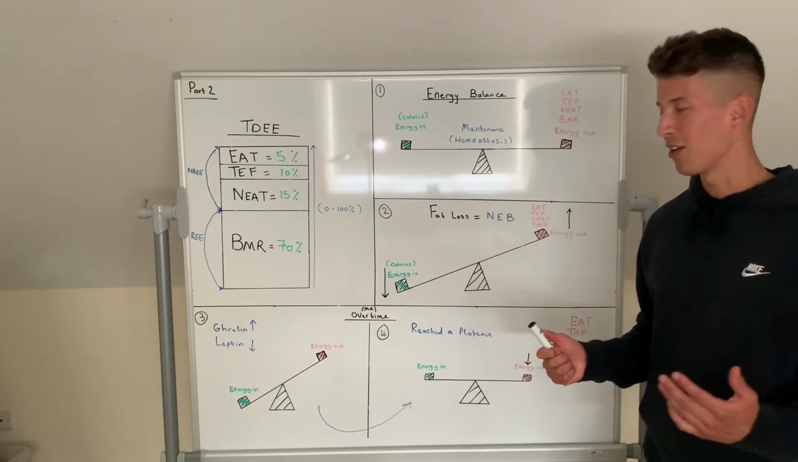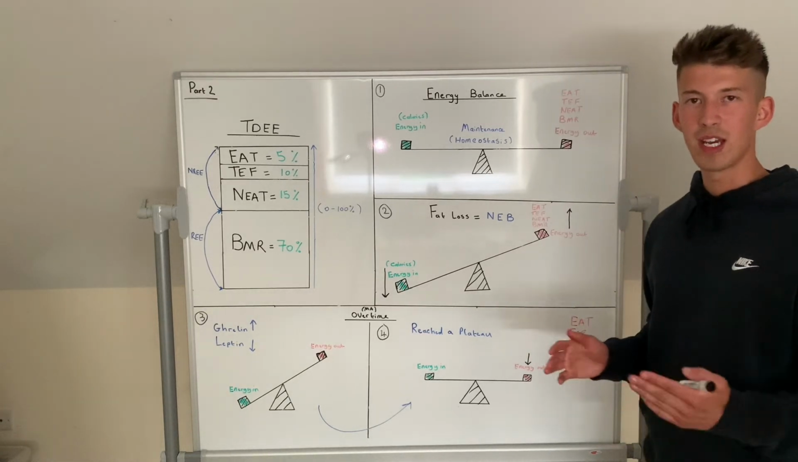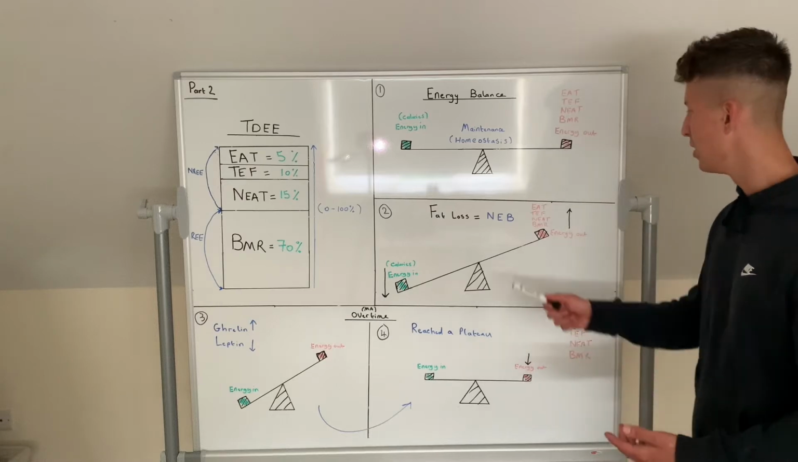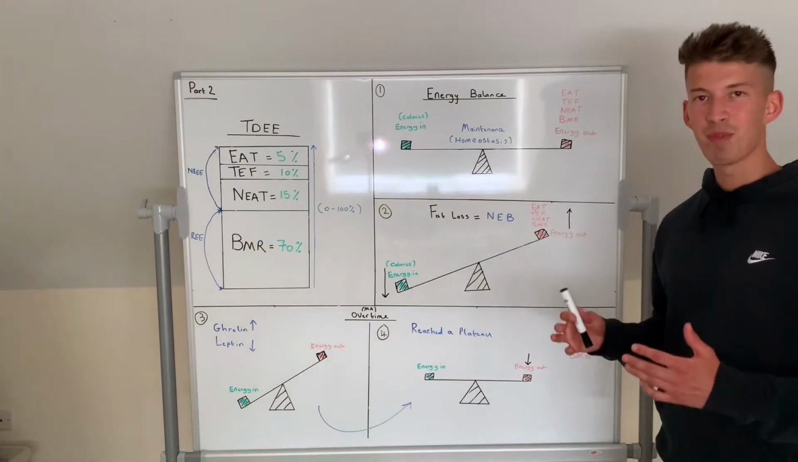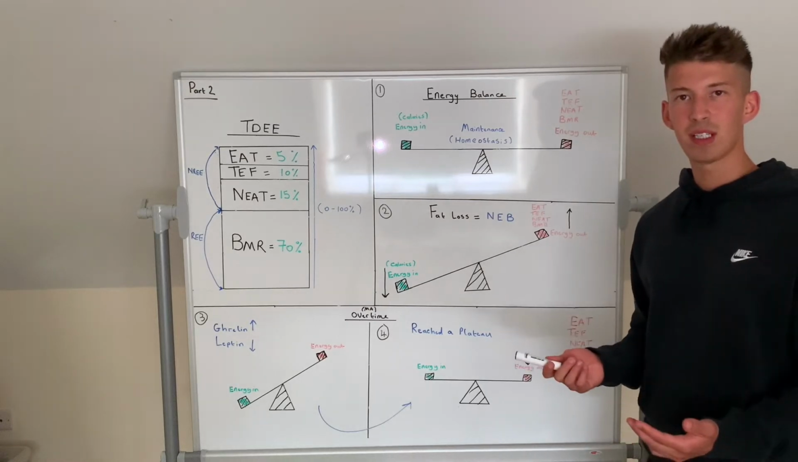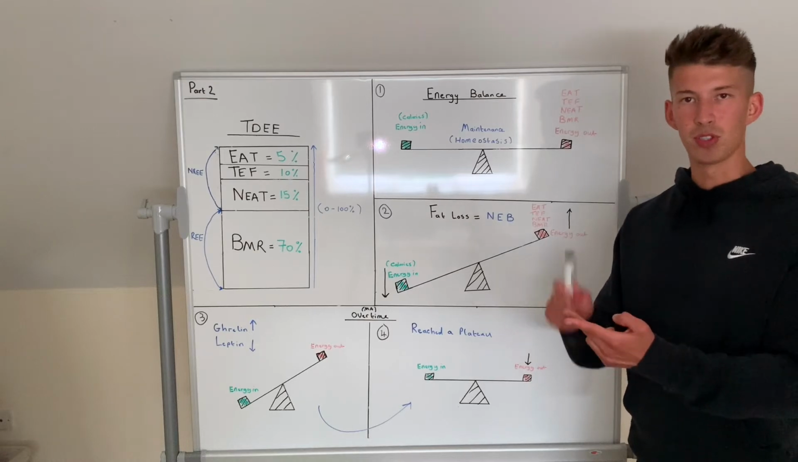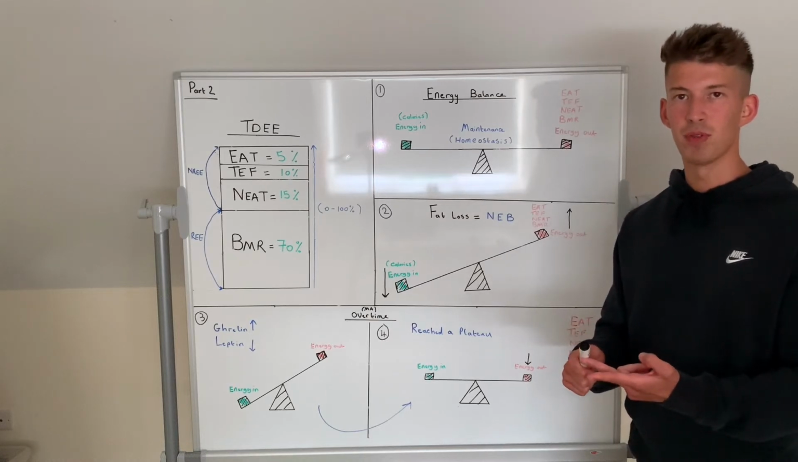Now, obviously, we want to lose weight. So let's talk about fat loss. For fat loss to occur, we need to be in what's called negative energy balance, or NEB for short. Now, this happens due to being in a calorie deficit. What happens when you're in a calorie deficit? You eat less food, you reduce your calories basically, and you increase your energy expenditure, so you exercise more, okay?